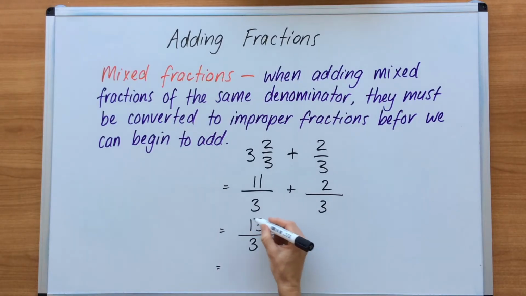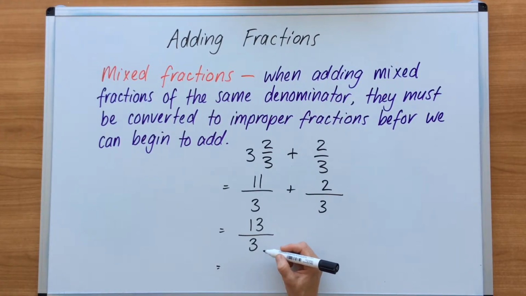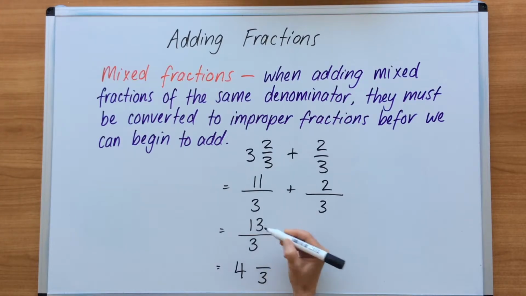Now that I have this answer of 13 over 3, I must convert that back to a mixed fraction, because you never leave it as an improper fraction. So I think, how many times does 3 go into 13? It goes 4 times. My denominator will stay as a 3 for this part of the fraction, next to the whole number. So 3 times 4 is 12, with 1 remainder to get it to 13. So our answer is 4 1/3.